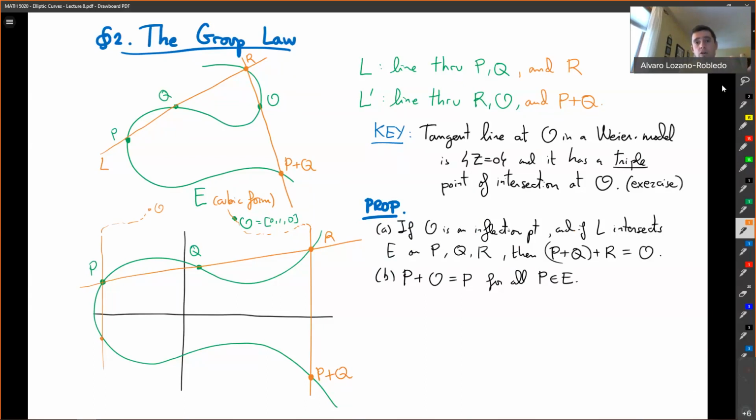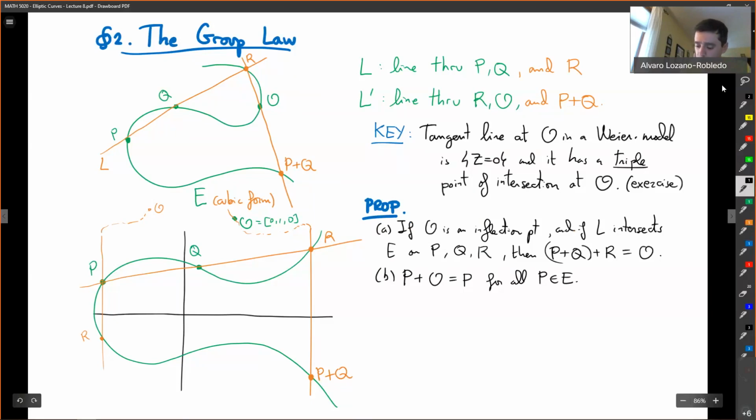So the third point of intersection will be here, and this would be my point R. Then find the line from R to O and find the third point of intersection. But it will be the same line again, and it will be this point that you get back. So you get P again. So that's why P plus O equals P.